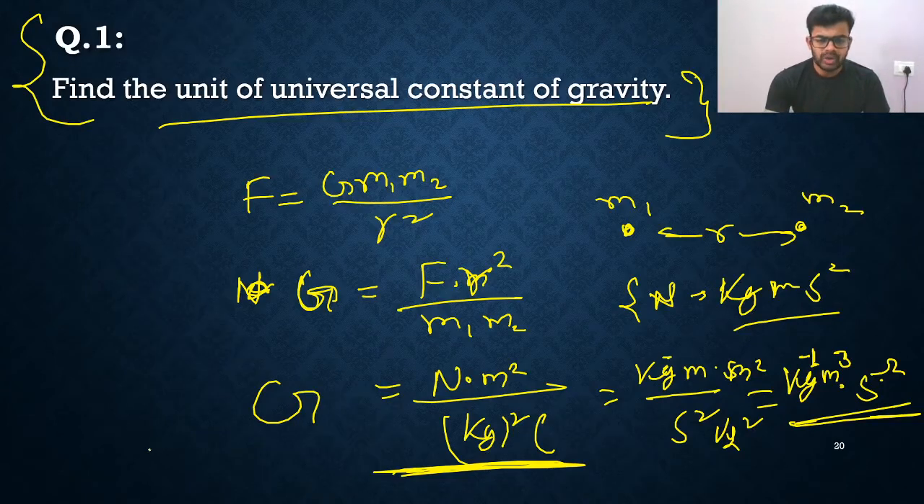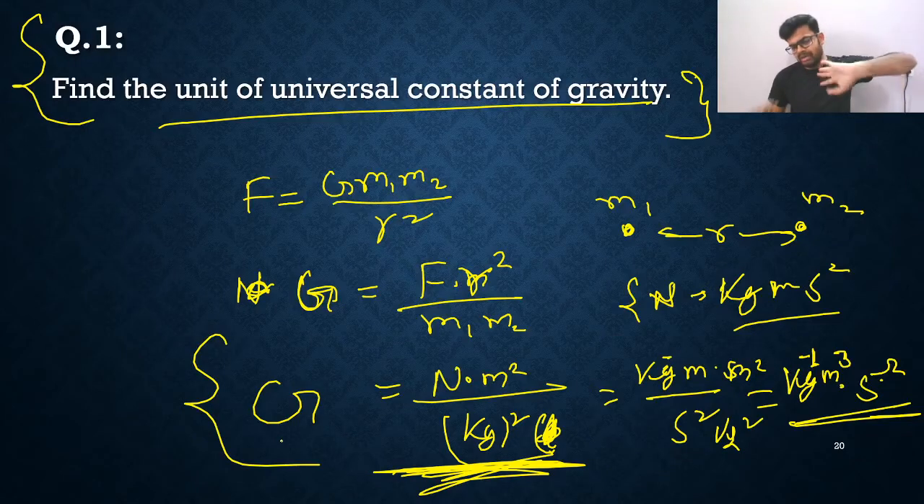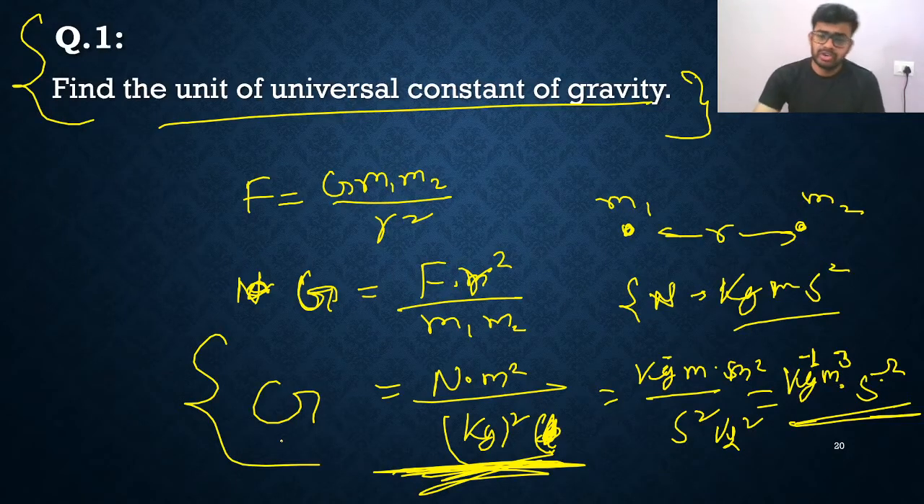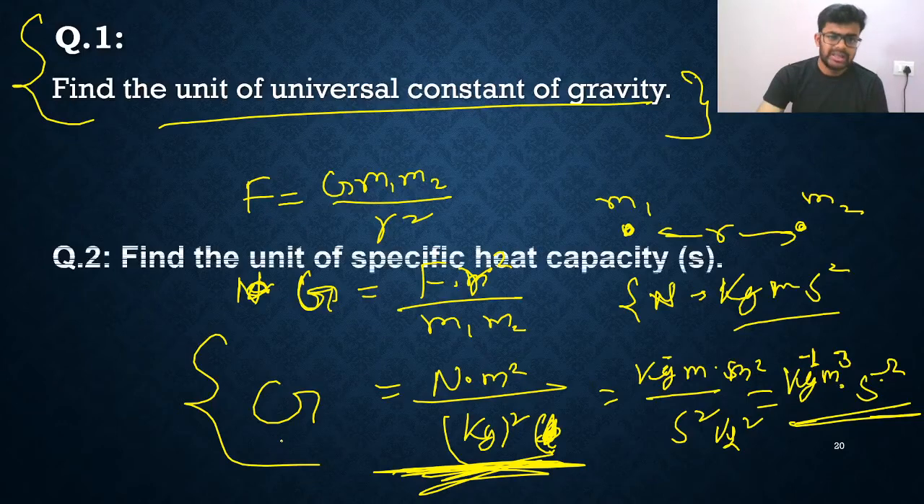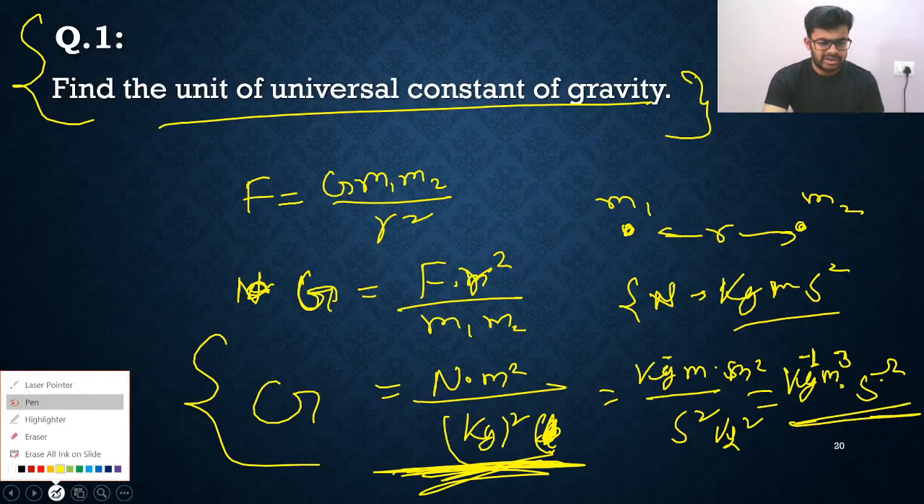So simply speaking, what is the unit? Newton meter square per kg square is the unit of G. You can convert it into fundamental units if you remember what Newton is. Newton is kg meter per second square. Just write it here and solve it. That's all. So the first thing is over. This is just the SI unit of the universal constant of gravity. Let us talk about question number 2. I am erasing this.